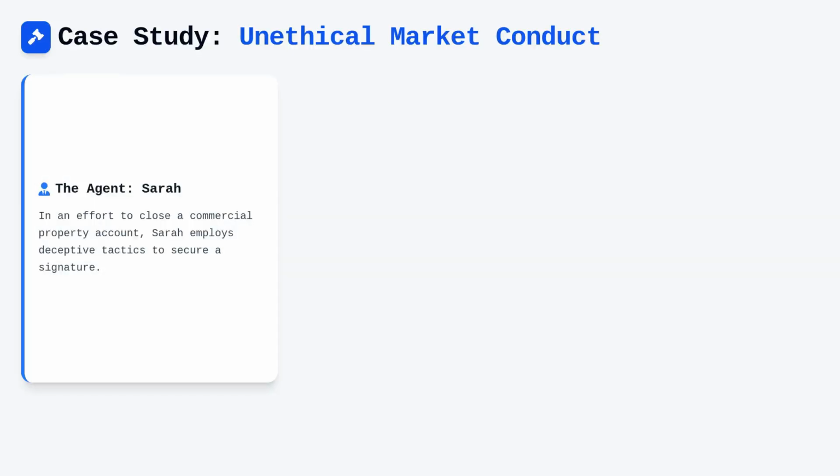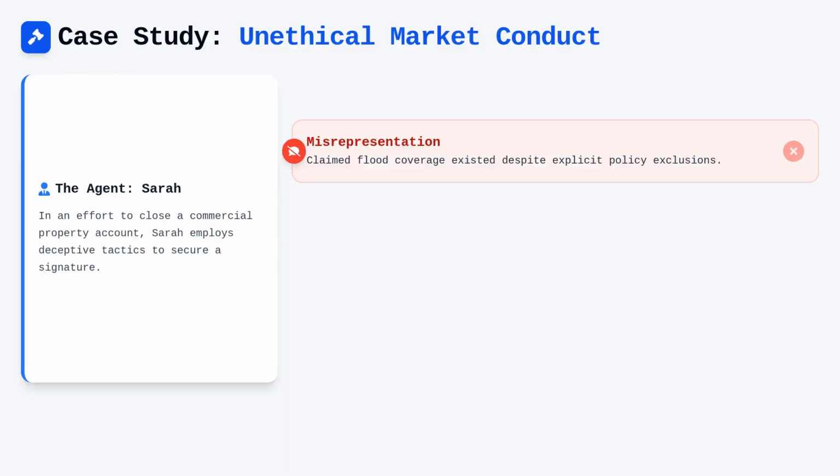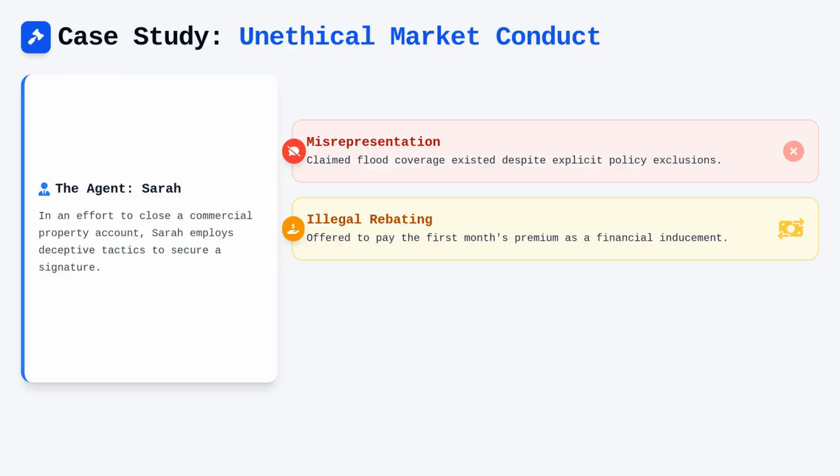To see how these rules function in real-world insurance transactions, let us consider a scenario involving a producer named Sarah. Sarah is eager to close a commercial property account, so she tells the business owner that the policy covers flood damage, even though the text explicitly excludes it. Furthermore, to convince the client to sign immediately, she promises to personally pay for their first month's premium out of her own pocket. In this single transaction, Sarah has committed misrepresentation by lying about the coverage scope, and she has engaged in illegal rebating by offering a financial inducement outside the policy terms.